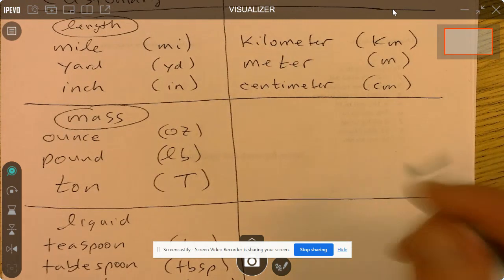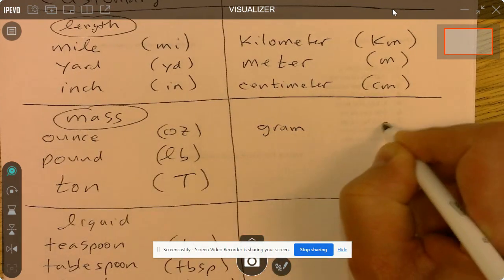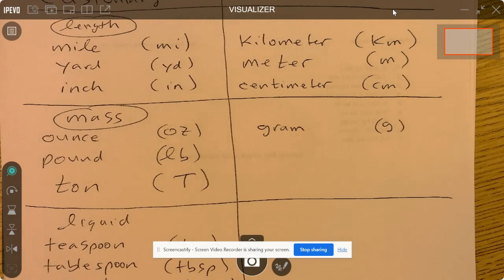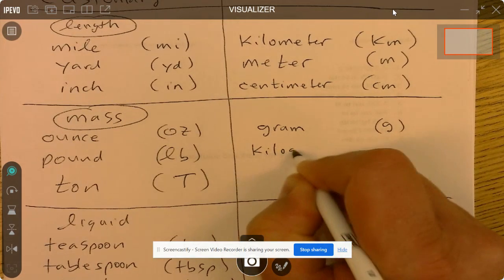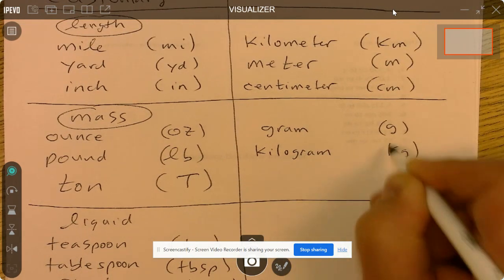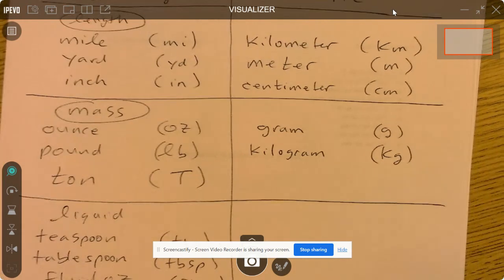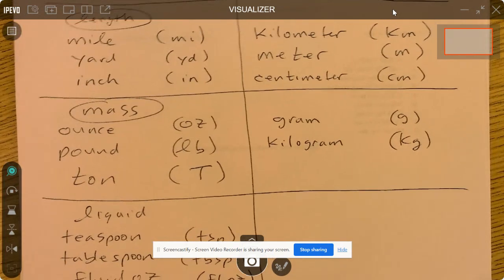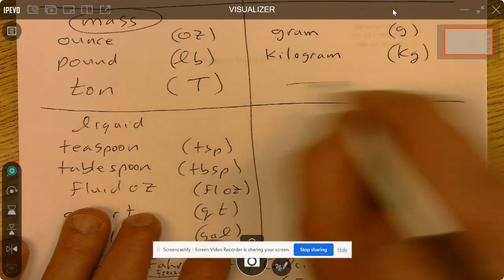Now for masses or weight, we have a gram. A gram's abbreviation is g. And for a pound, we have a kilogram. Notice that the kilo is the bigger of the two. A pound is quite bigger than an ounce. As we go down, there is nothing for tons, measured in metric tons, so don't worry about that.